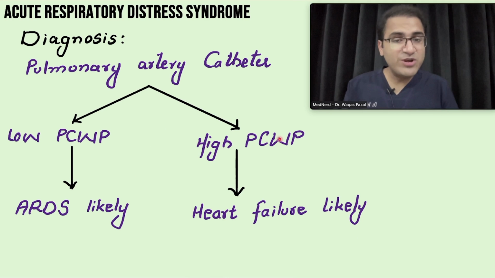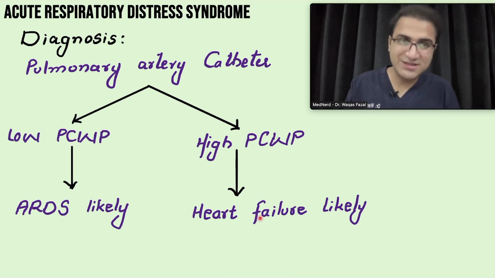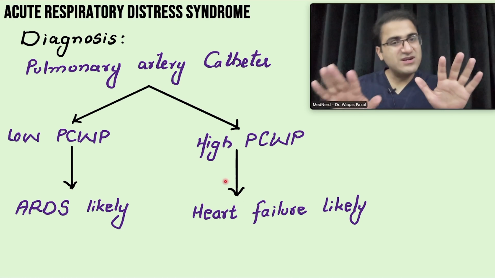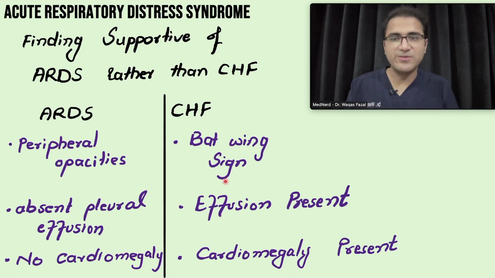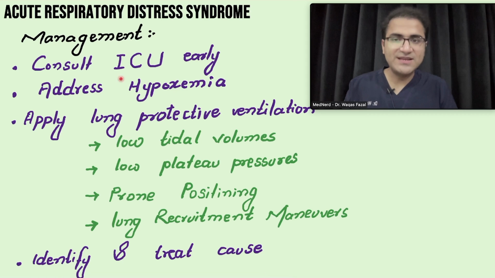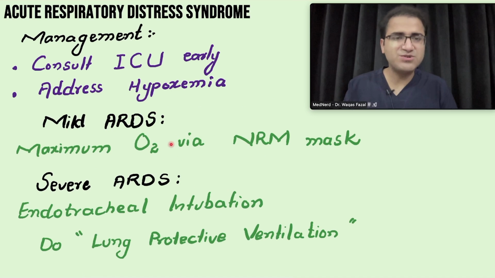If there is high pulmonary capillary wedge pressure, it is likely that patient is having heart failure decompensation rather than ARDS. In clinical practice, there can be features of both, and there can be an overlap between those conditions if the patient is also having congestive heart failure. Findings that can help you differentiate between ARDS and CHF: decompensation, bat wing sign, management, shift the patient to ICU, address hypoxemia, start the patient on vent.